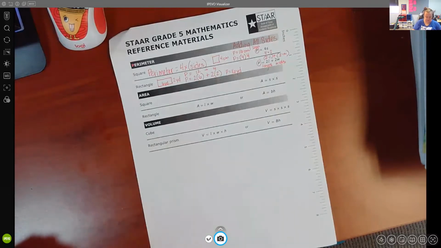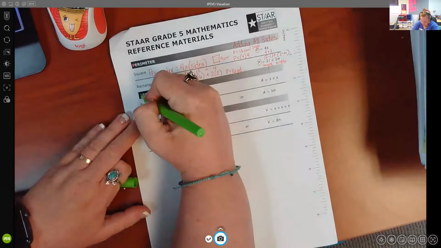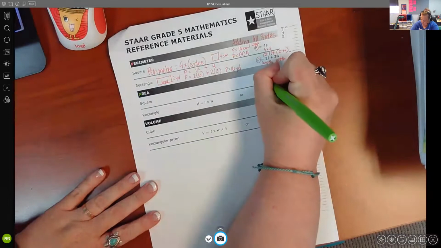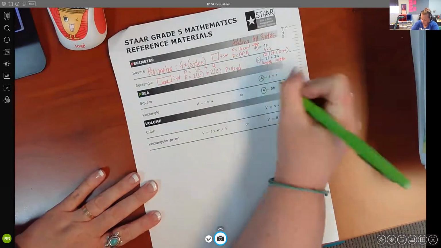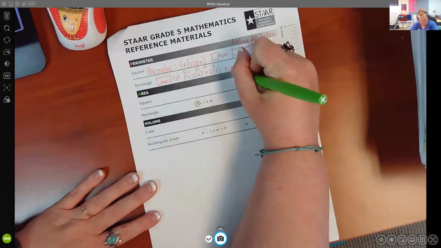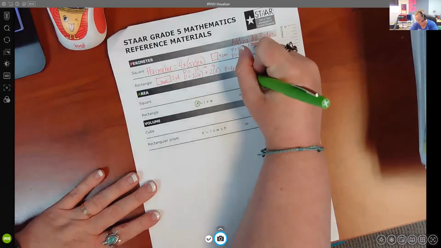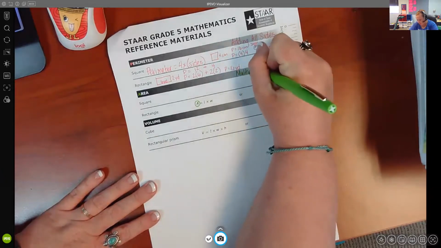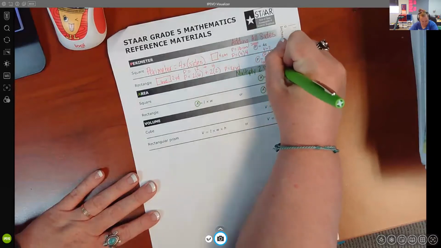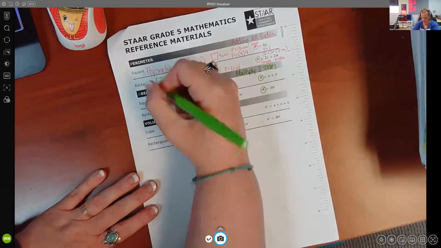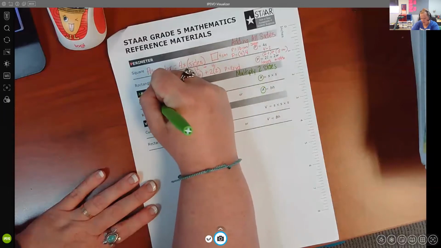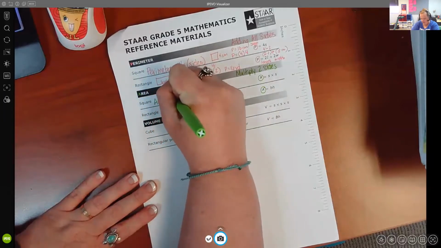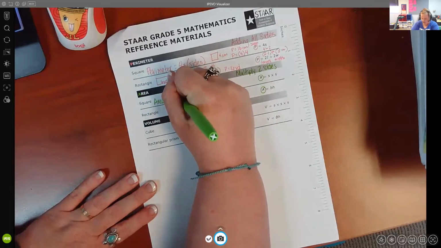So we go to area. And now we have 3 formulas for our area. This time we're multiplying 2 sides. Multiply 2 sides. Okay. So for a square, area equals side times side.